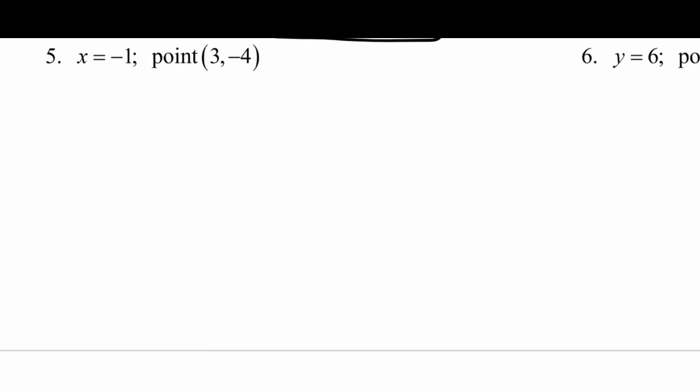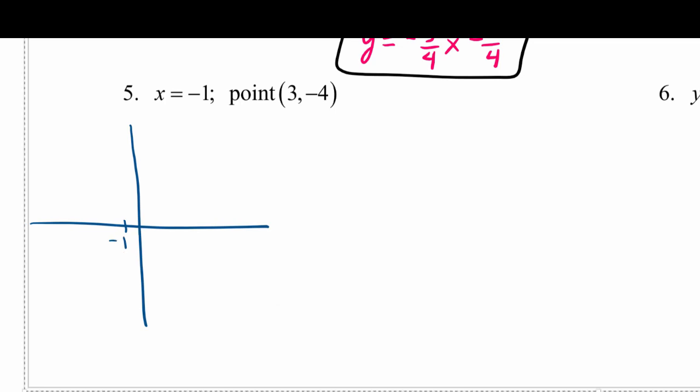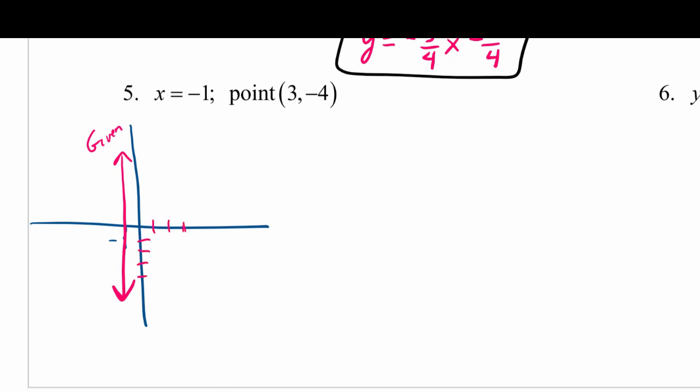And I really think that a picture will help us. So let's just draw a quick graph here so that we can visualize this. X equals -1 is right here. And we know that that's a vertical line that goes through the point -1, 0. So it'll look like this. So that's our given. Okay. And now let's find the point 3, -4. So 3, -4 is here.